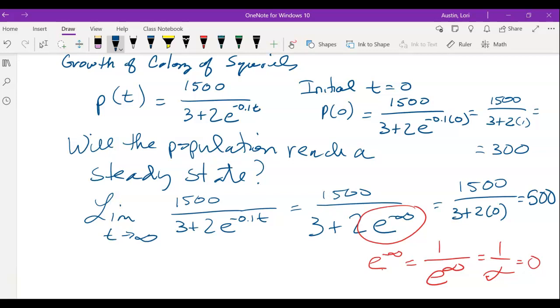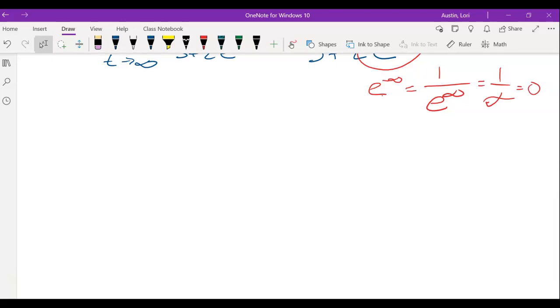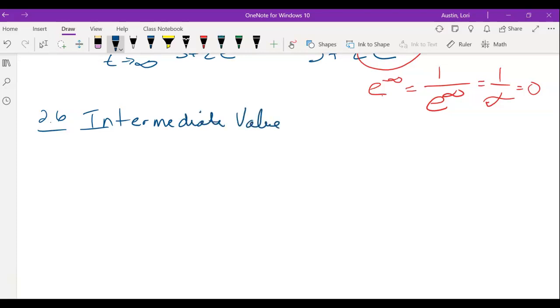At the end of 2.6, we have another application that we're going to look at. And this revolves around what we call, this is from 2.6, the intermediate value theorem. I'll show it to you on a graph first, and then I'll write out the theorem in words for you. It's a little bit of a common sense theorem. You're going to look at it and be like, well, that makes sense. Hopefully you'll look at it and think that way.